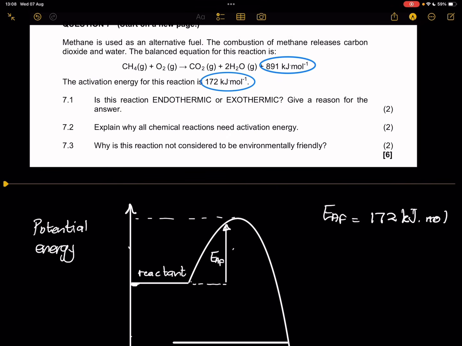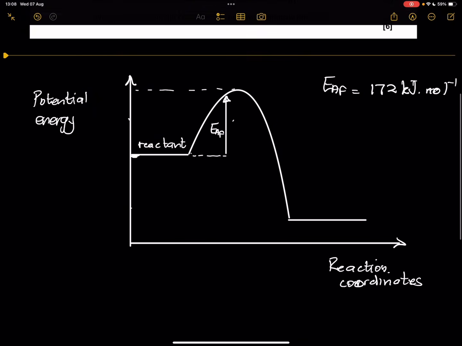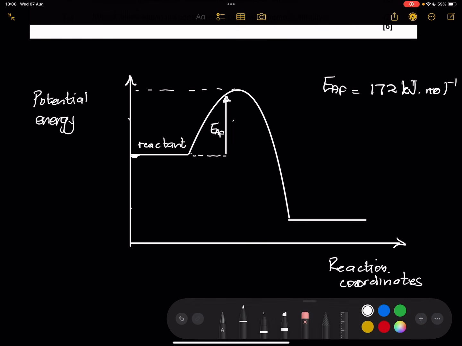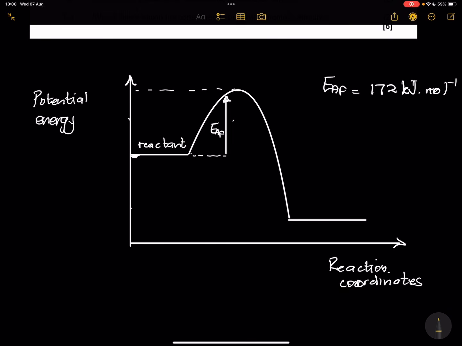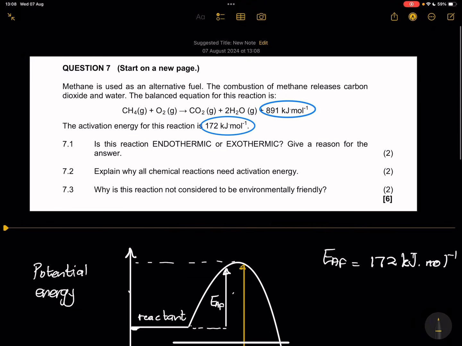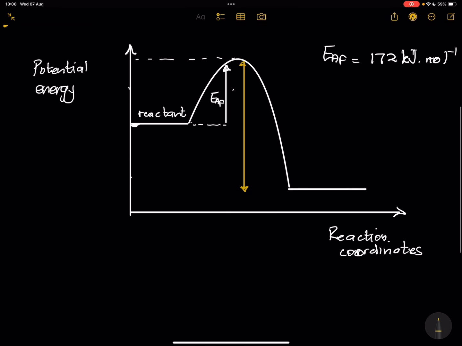And what do you notice? There's more energy that is released. So I note there that upon the products being formed, the amount of energy that is released would be 891 kilojoules, which means this would be 891 kilojoules per mole, right?